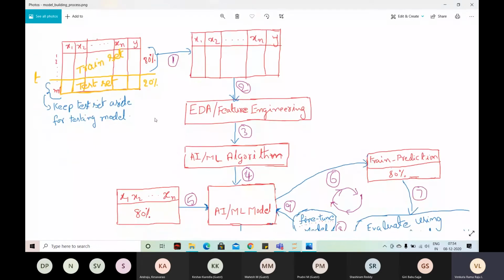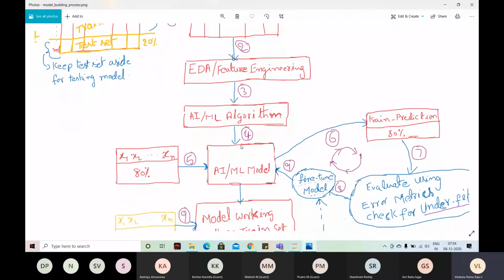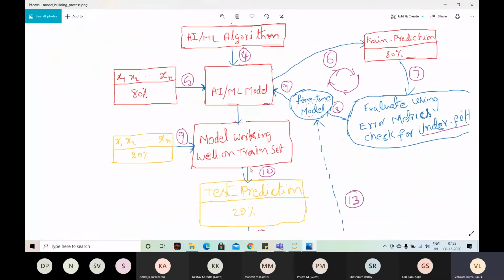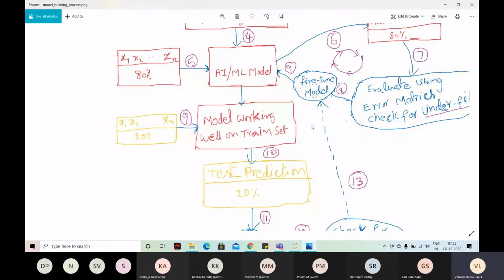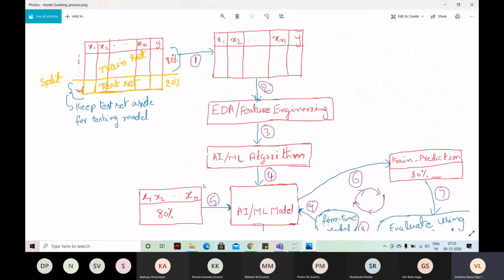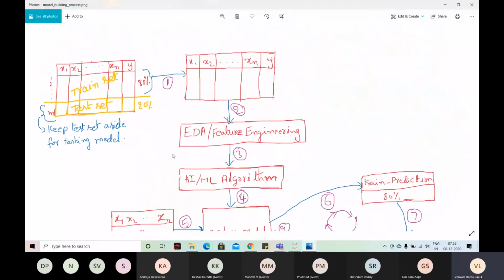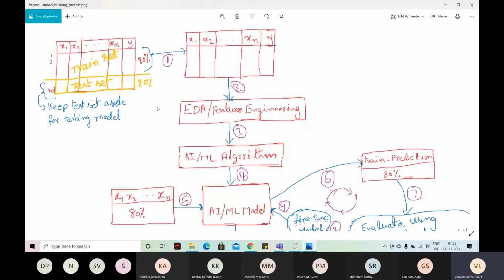The second problem is when you take the whole data and do feature engineering and choose the algorithm, your mind has already understood the patterns, and the model may work well on the train set and not well on the test set. That is called data snooping bias. There are actually three points. I'm going to talk about two now, and the third one I'll talk about once I show you the code.